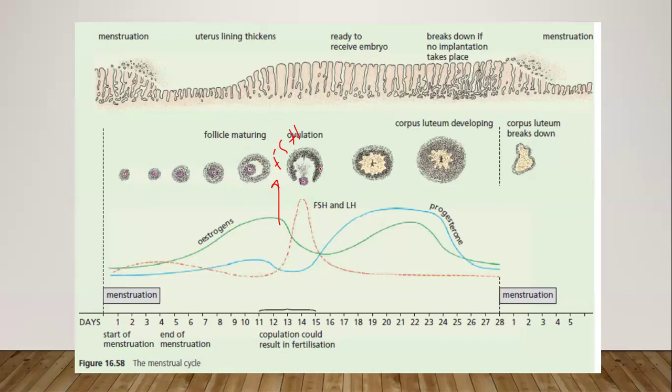Once the egg cell is ready for release, right? Once the egg cell is mature enough, estrogen will stop FSH. It will say, FSH, you did your job. We have an egg cell perfectly mature. You need to stop working. And instead, it will go to the pituitary gland and say, okay, now we need LH. Now we need luteinizing hormone.